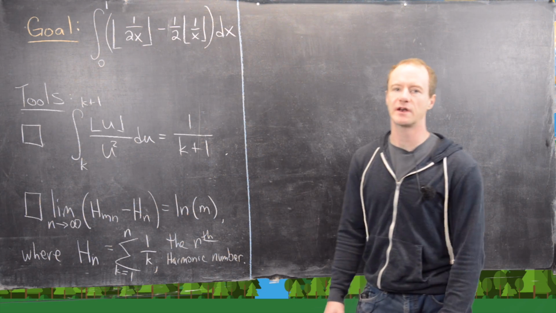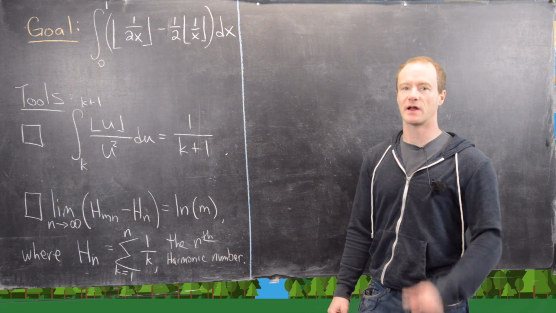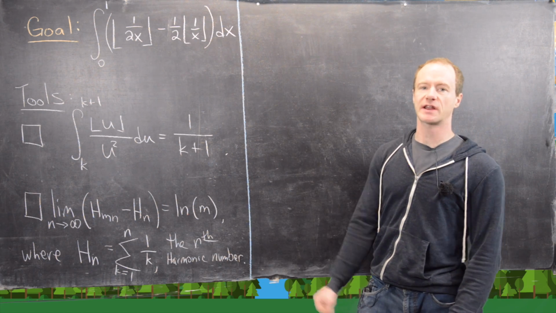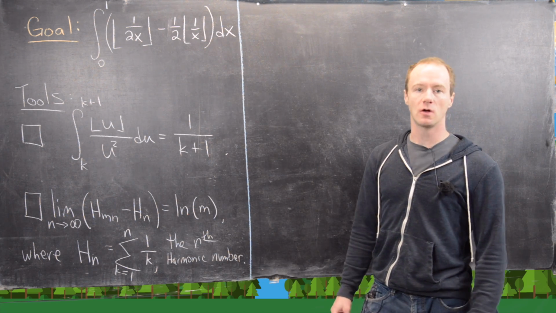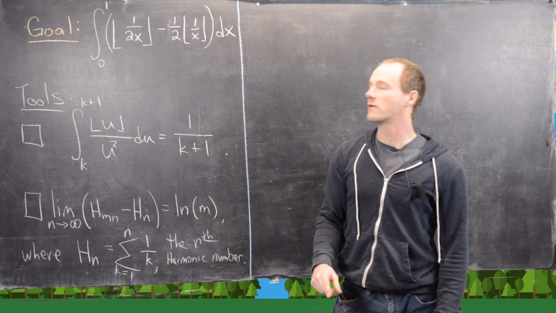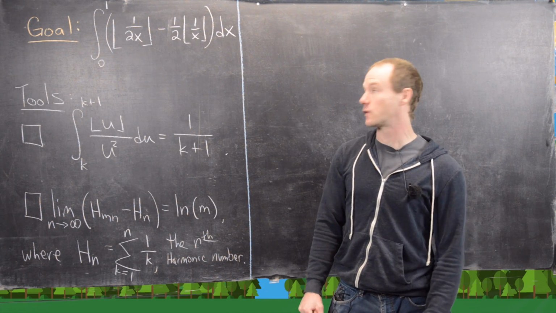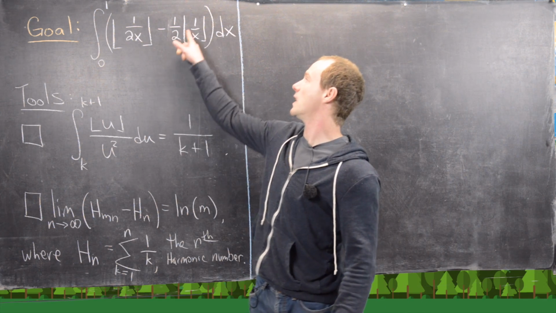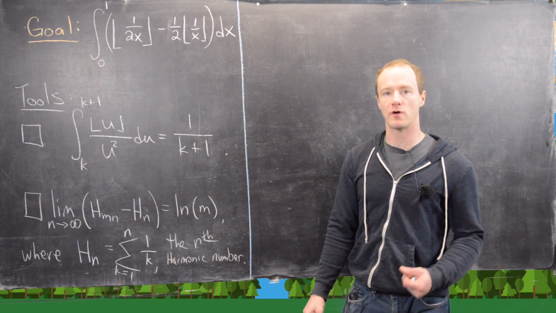Okay, I've got a really cool integral to show you guys today, and this one I've got a little help on. So let's look at our main goal. Our goal is to calculate the integral from 0 to 1 of the floor of 1 over 2x, minus 1/2 of the floor of 1 over x.